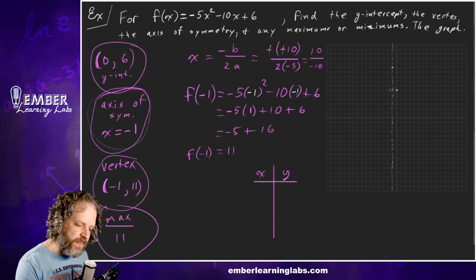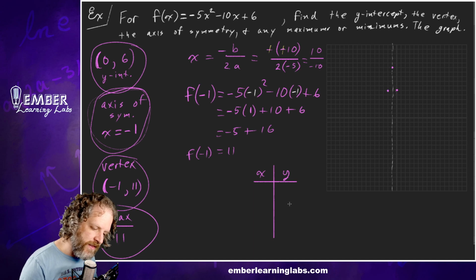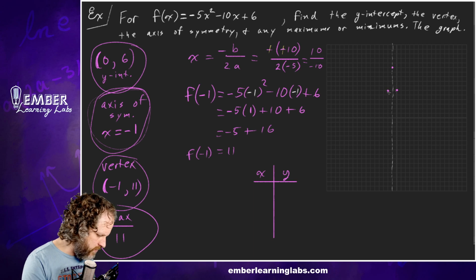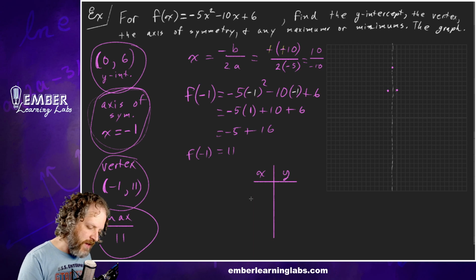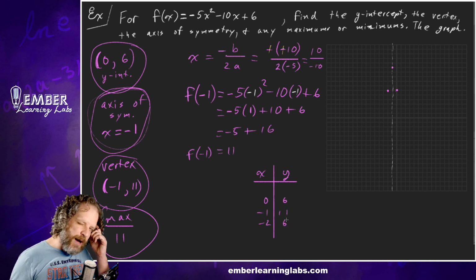All right, so it's symmetric about the axis of symmetry. I know that's shocking. So this is going to be another point right there at -2, 6, right? So that's going to be a point on there as well. So I'm going to go ahead and put the vertex on here, -1, 11. And then we also have the point 0, 6, and the point -2, 6. So let's get a couple other points.